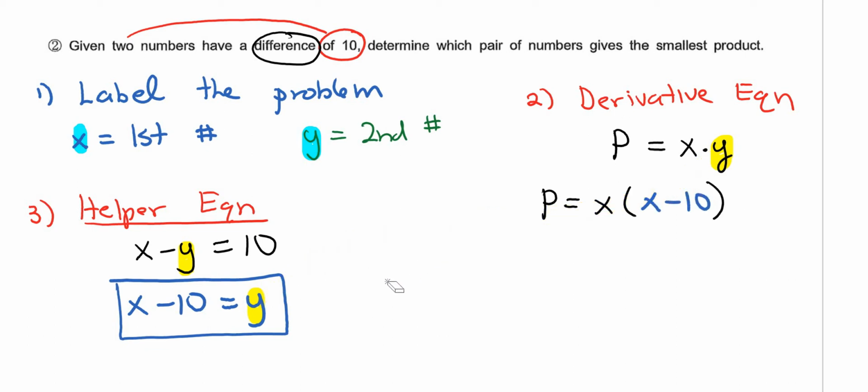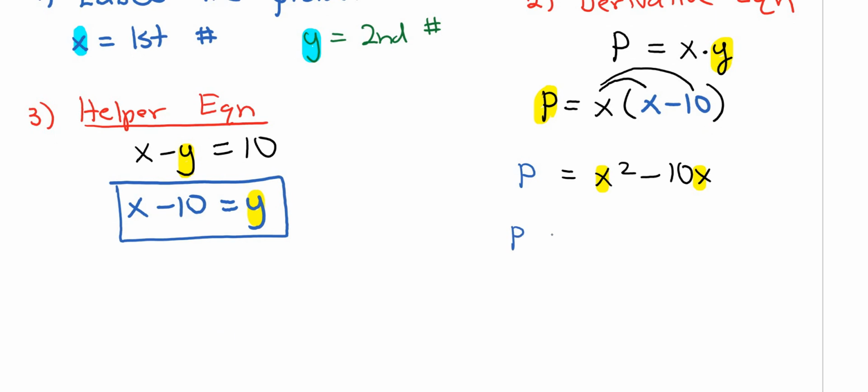All right, so now we can take the derivative of P. But before I take the derivative of P, let's go ahead and just simplify this. x times x would be x squared, and x times 10 is negative 10x. And now that I have one variable here, I can now find the derivative. So the derivative of P is P prime, and that would be 2x minus 10. And if I want to minimize anything or maximize anything, the derivative needs to be set equal to 0. And then this would be 2x minus 10.